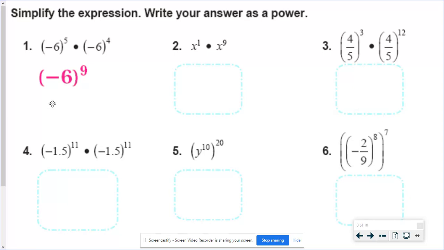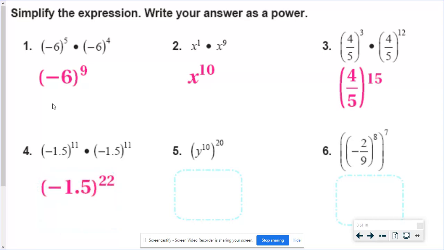Again, I put that 1 in there for the x as an exponent, so I can see that it'll be x to the 10th. Number 3, the parentheses matter, but we've got those 4/5 as bases. I've got 3 of them, and 12 of them gives me 15 of those. -1.5 to the 11th and -1.5 to the 11th is going to be -1.5 to the 22nd.